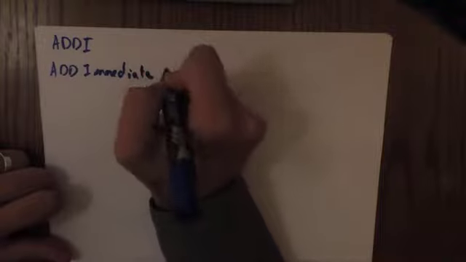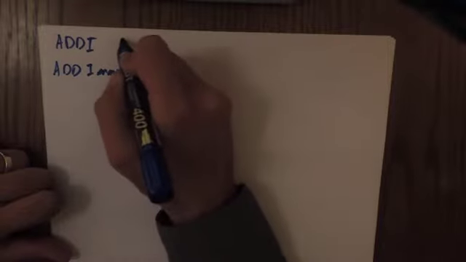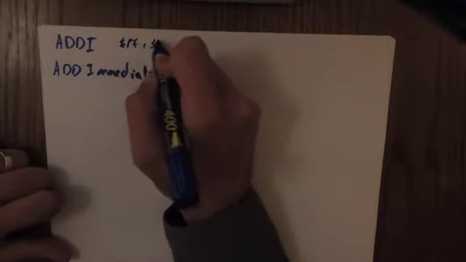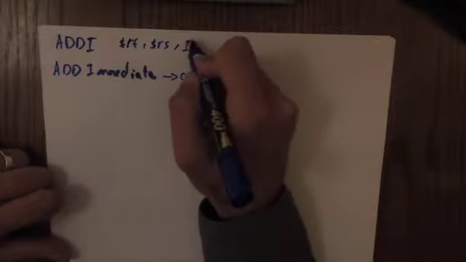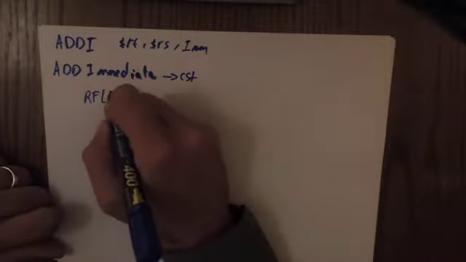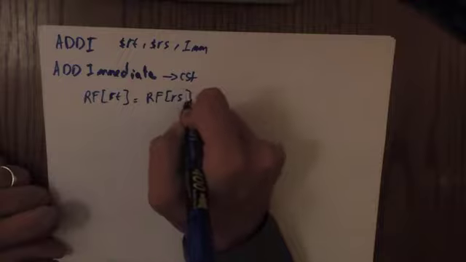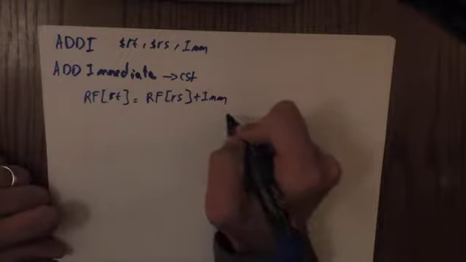So I'm going to introduce another instruction called AddI, which is called AddImmediate. By immediate I mean a constant. So AddI has $RT, $RS, and then an immediate, IMM, I'm going to call it. What this instruction does is that the register file of RT is equal to the register file of RS, and we add the immediate or the constant.